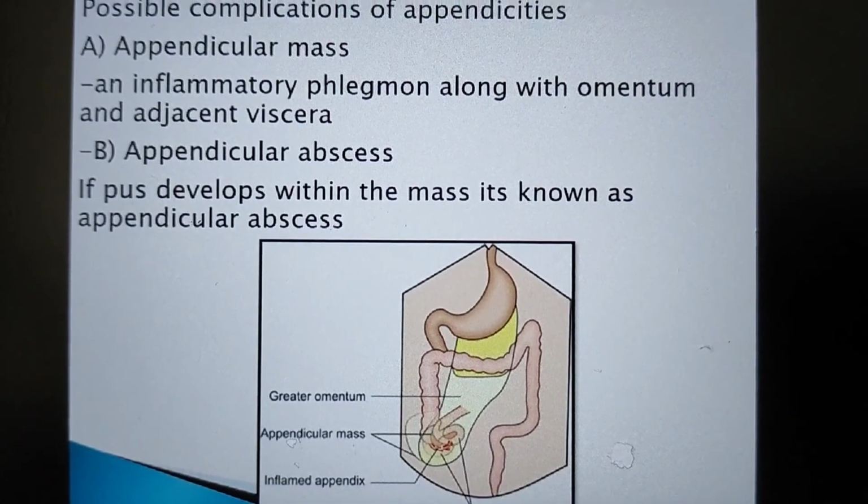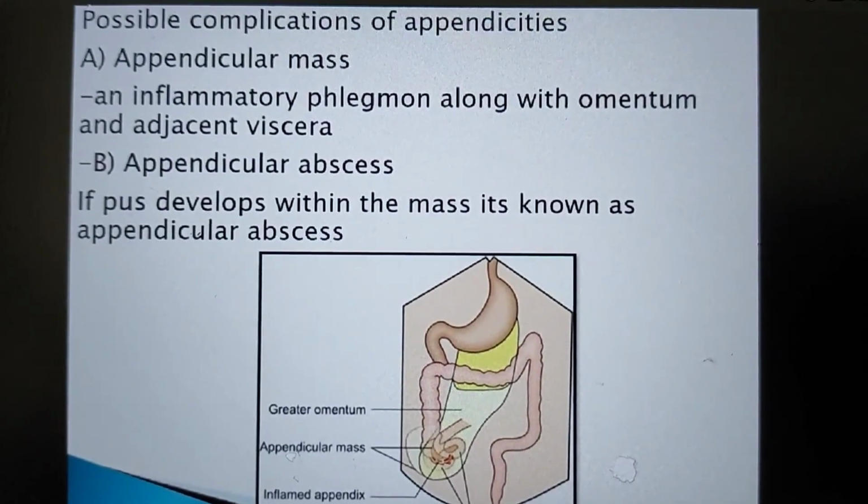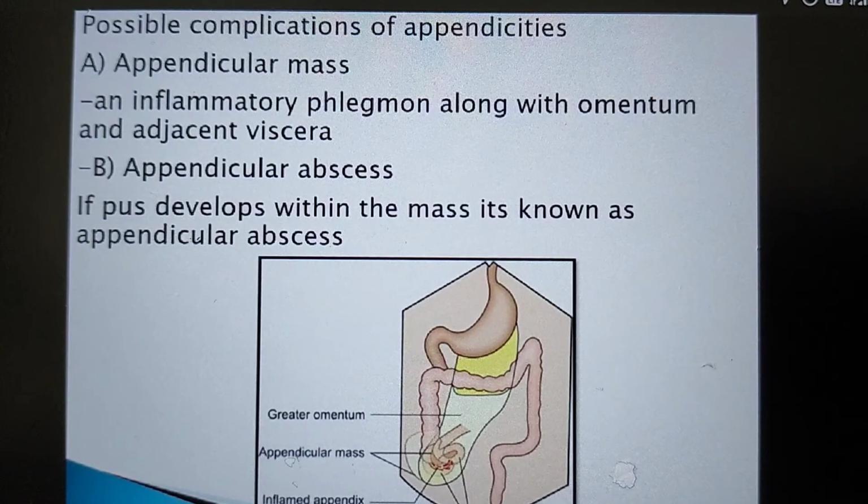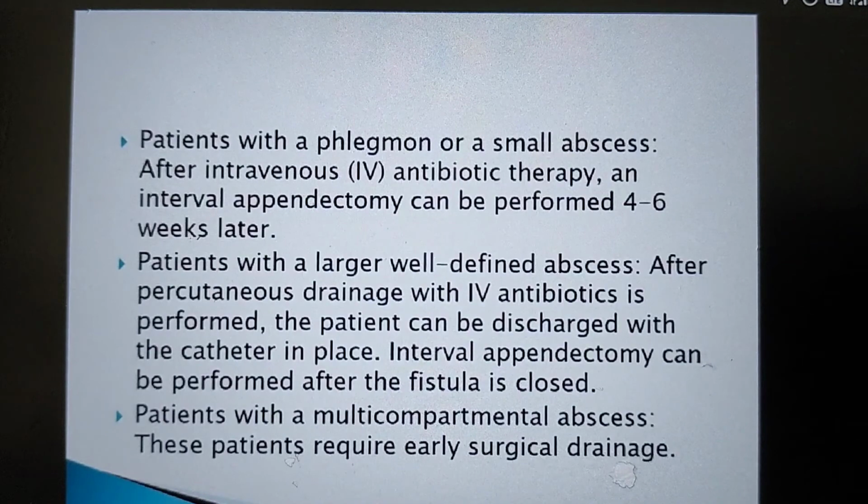Okay, so there are some possible complications of appendicitis, including appendicular mass, when there's an inflammatory phlegmon along with the omentum and adjacent viscera. Whereas for the appendicular abscess, it occurs when pus develops within the mass, so it's known as appendicular abscess. For appendicular abscess, it depends on the size of the abscess.